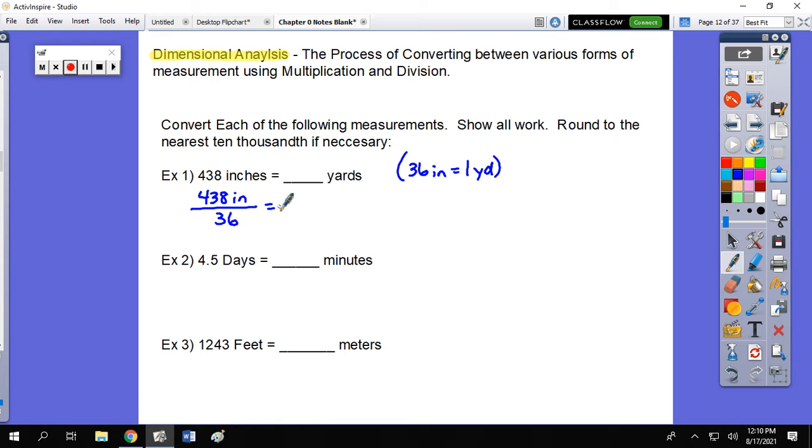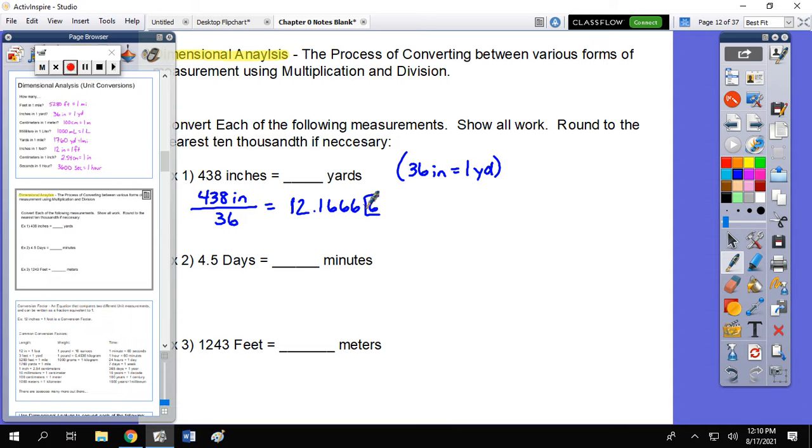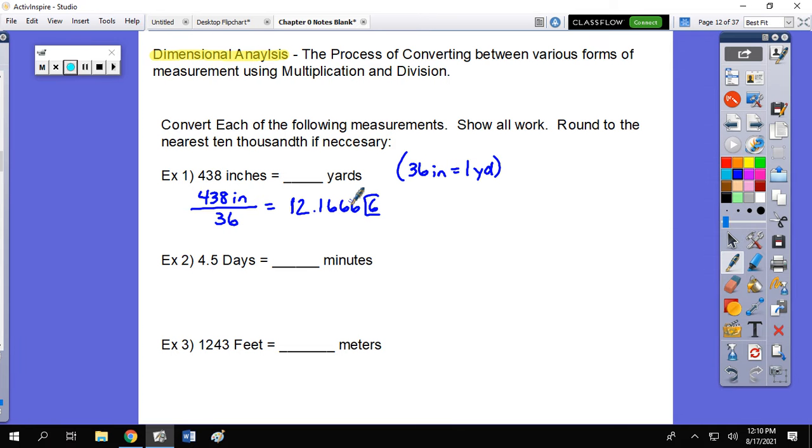So we take out our calculator, we do 438 divided by 36, and we get 12.1666, and that 6 repeats. It tells us to round to the nearest 10,000th, that is 4 decimal places. So we look at that 5th digit, which is a 6. Since that is greater than 5, that tells us to round the other 6 up, meaning we're looking at 12.1667 yards. Okay? Now, on the next example, example 2, we're going from days into minutes.